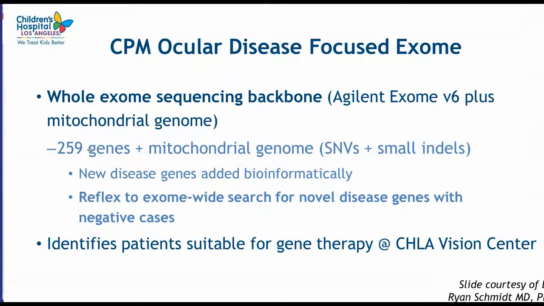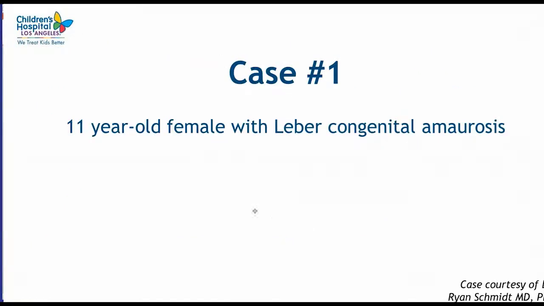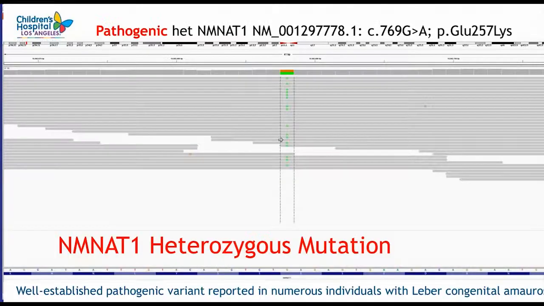And most importantly, this assay is used to detect patients with retinal dystrophies, because there is a gene therapy trial for these patients that's open at our CHLA Vision Center. So this assay is used to detect patients who are eligible for this gene therapy trial. So the first case that I wanted to show was a patient, an 11-year-old girl with a diagnosis of Leber congenital amaurosis, in whom sequencing using this focused exome for ocular diseases detected a pathogenic variant in the gene NMNAT1, which is a known gene for this disorder, for Leber congenital amaurosis. And this variant that was detected was a known pathogenic variant reported previously in many patients with this disease.